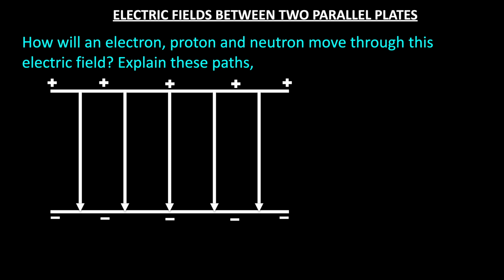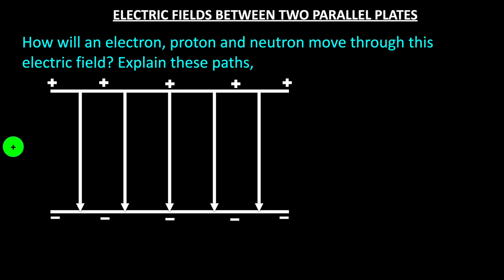Now, a very common exam question is to consider how a proton, neutron, and electron move through an electric field like this. So here we have a positively charged particle, which could be a proton, moving through this electric field. How do you think it's going to behave? Pause the video and have a go.